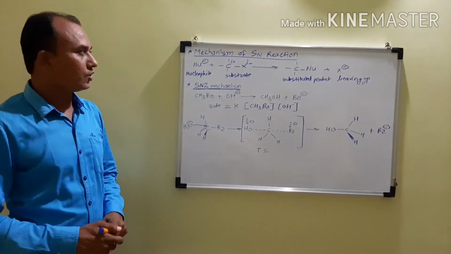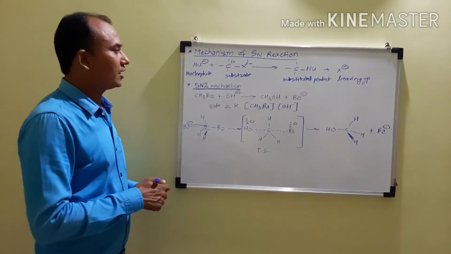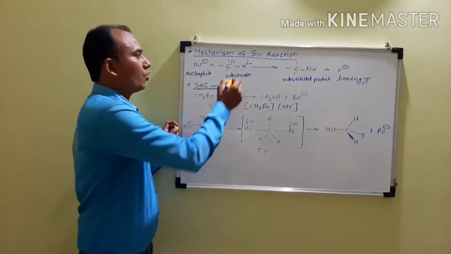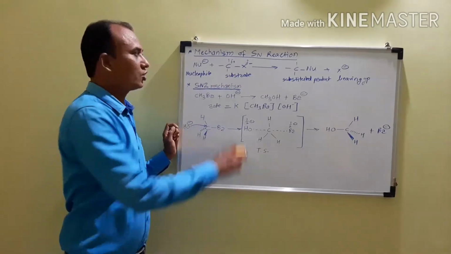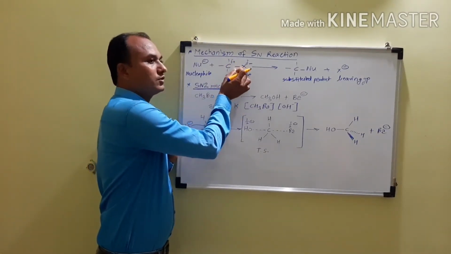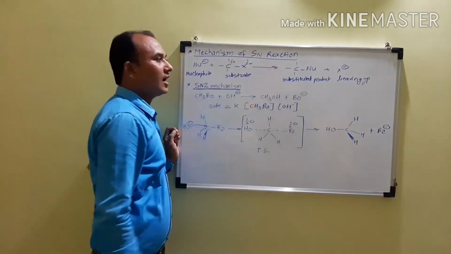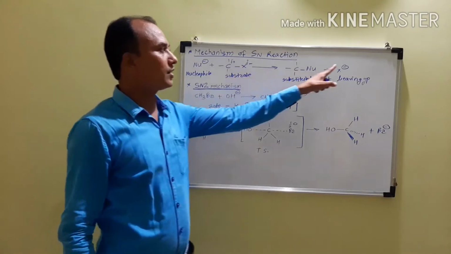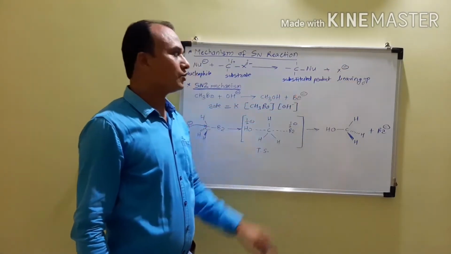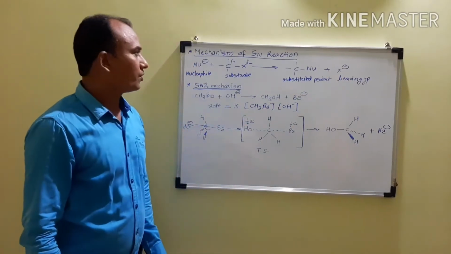Now when this nucleophilic substitution reaction takes place, what happens? There will be a heterolytic fission of the C-X bond. It is a covalent bond, and when this bond is broken, both the electrons present in the C-X bond are taken away by the halogen atom, and therefore the halogen atom acquires a negative charge. This halogen atom is called a leaving group.